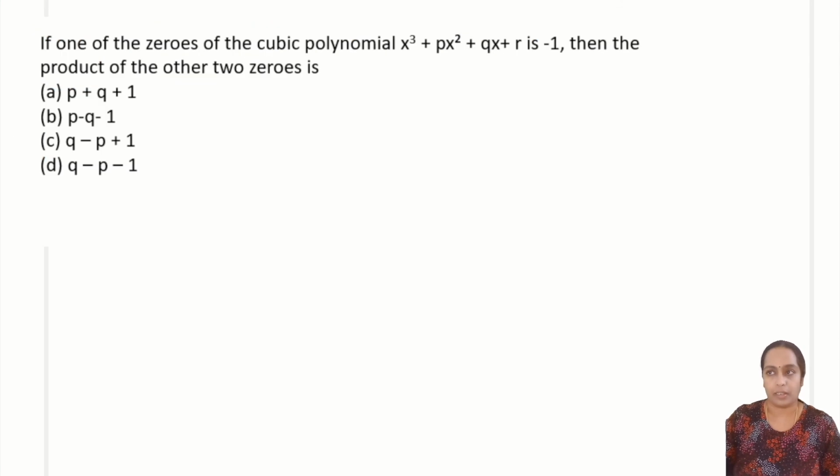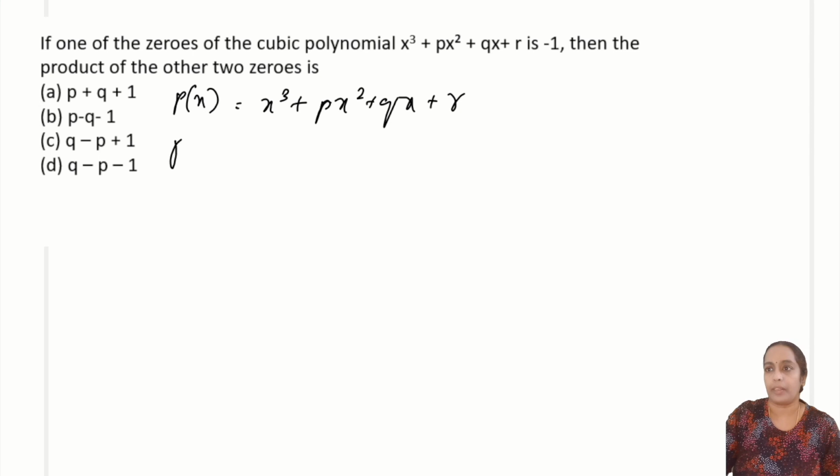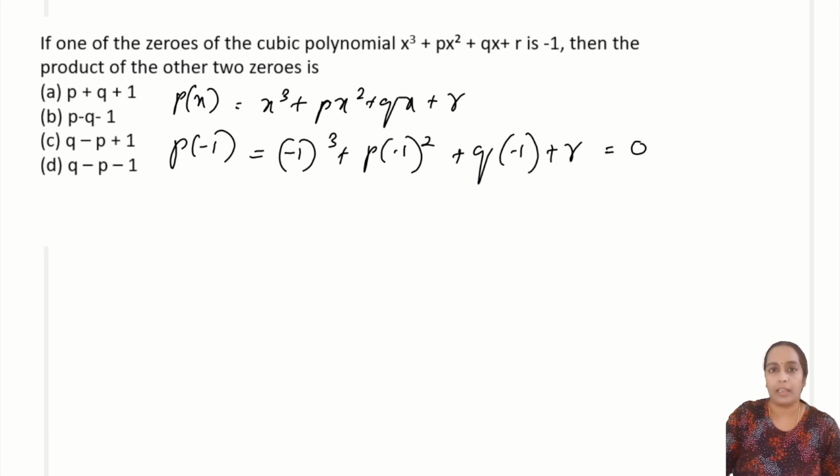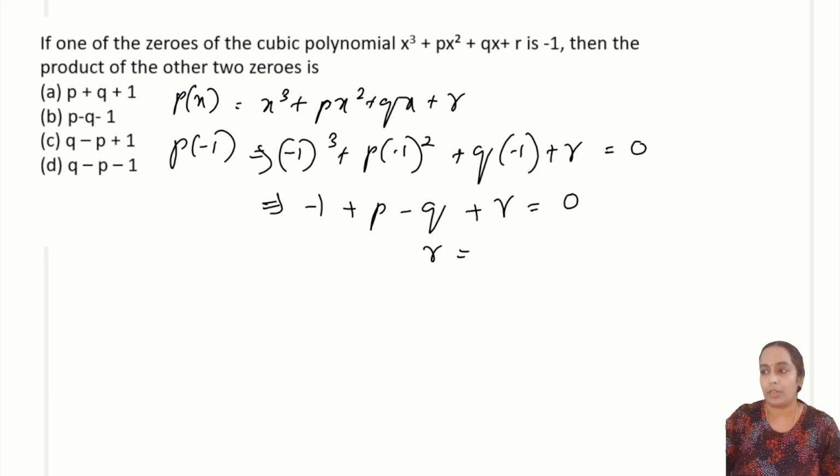So the next question. One of the zeros is minus 1. Then the product of the other two zeros is asked in the question. So P of x is equal to x cube plus px square plus qx plus r. One zero is minus 1. So if I substitute the value of x as minus 1, the value of the polynomial becomes 0. So minus 1 cube plus p into minus 1 square plus q into minus 1 plus r equal to 0. So here I get minus 1 plus p minus q plus r equal to 0. The value of r will be 1 minus p plus q.